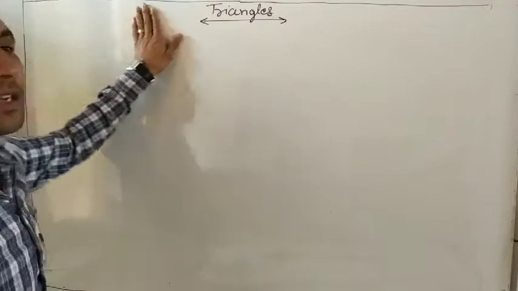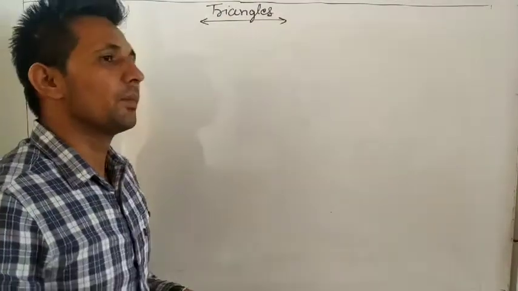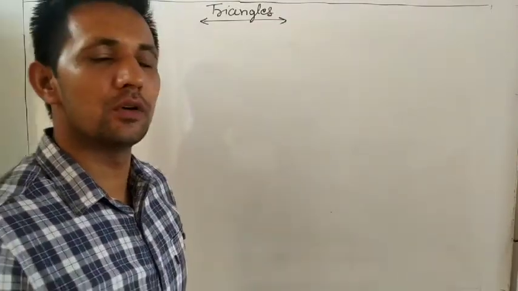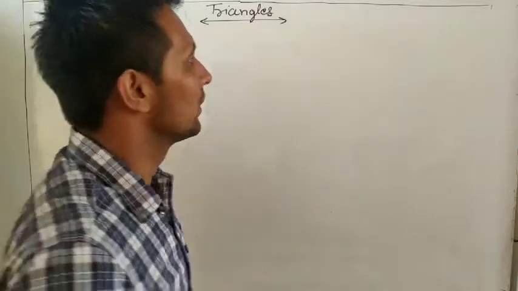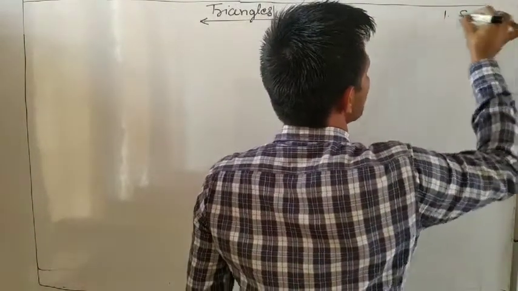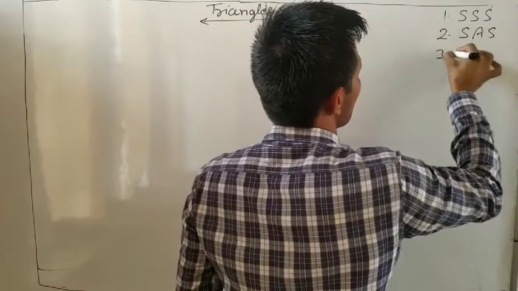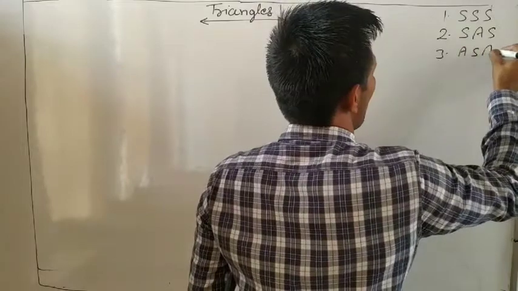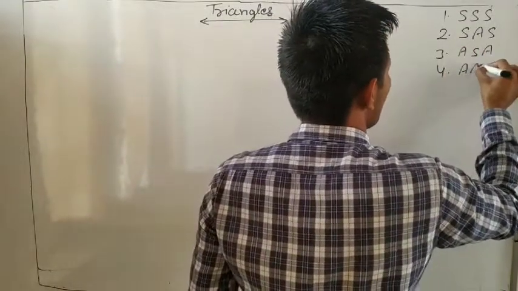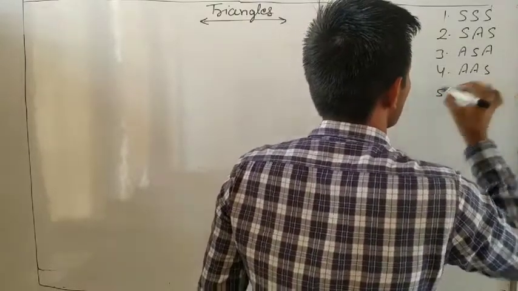So today we will start our new exercise 7.3. Before this one, we already discussed 5 properties of congruent triangles. What are these? First is side, side, side. Second is side, angle, side. Third is angle, side, angle. And fourth one, angle, angle, side, and fifth one, RHS.